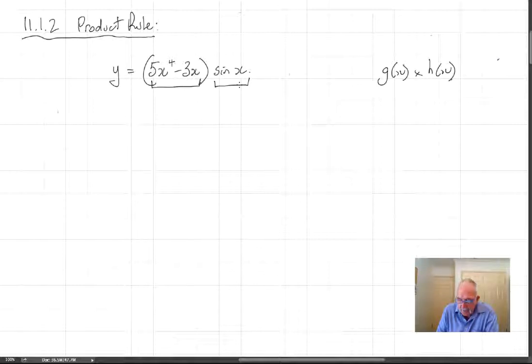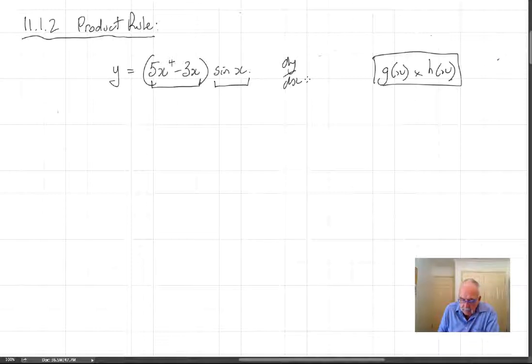5x to the fourth minus 3x, and my h of x is equal to sine x. Now notice that this is not a chain rule type question. It's quite different because we've got two very different functions multiplied by each other, and that's when we use the product rule, because it's the product of two functions. And we've got to find dy dx.